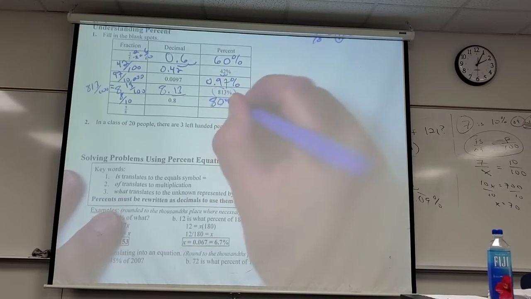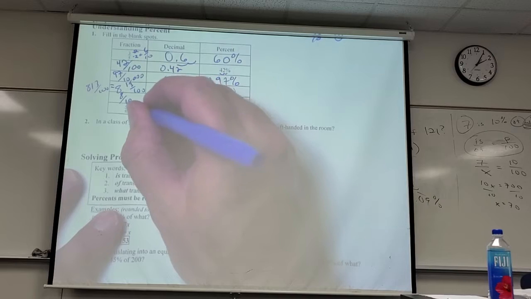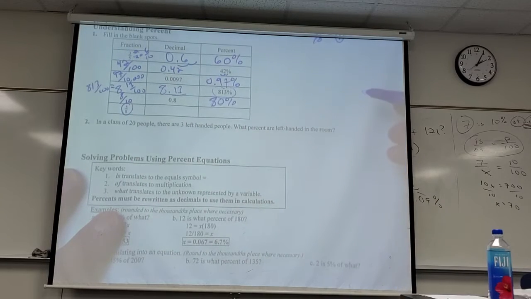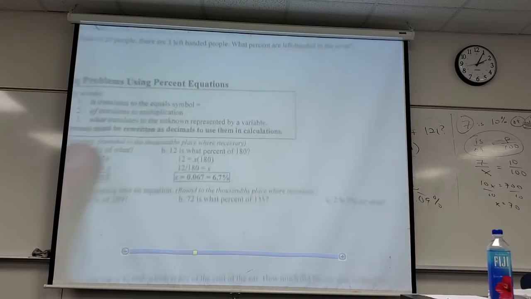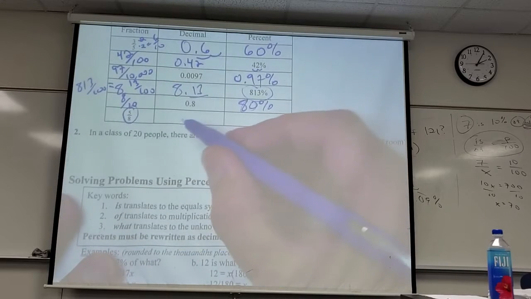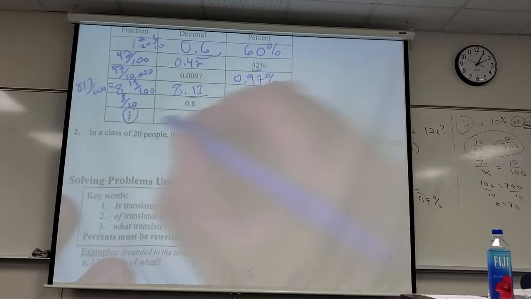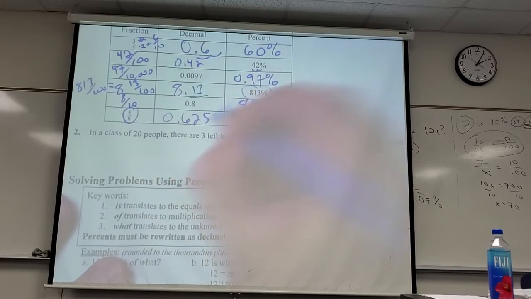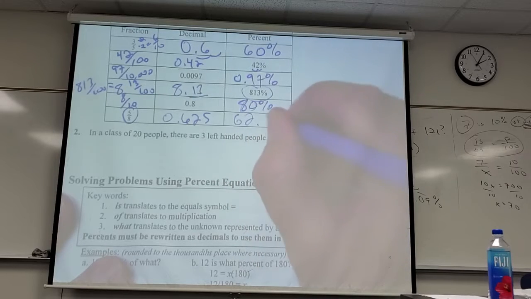Oh, my poor little pen, dude, come on. And then this last guy here, if you divide it, 5 divided by 8, 0.625. Yeah, 0.625. So of course, as a percentage, that would just be 62.5, okay.